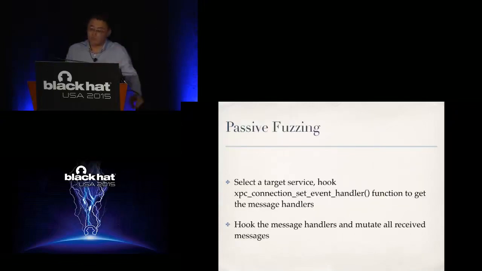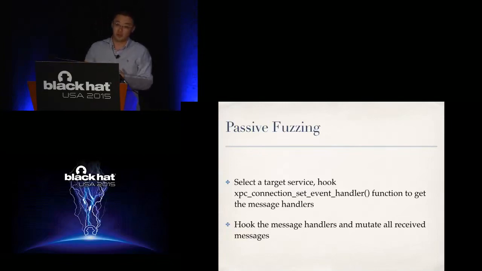So basically, we wanted to do some fuzzing, and it's an easy way to test a lot of services. We have two fuzzing policies. The first one is passive fuzzing. That means we just select a targeted service, and by hooking the XPC connection's set event handler function, we are able to get the message handler. We know which piece of code will handle all the incoming XPC messages. We further hook that handler, and then we can mutate all the received XPC dictionaries and see whether the service would crash, and then we can analyze the crash.